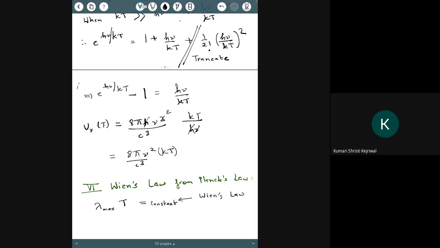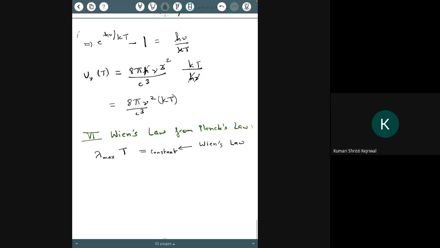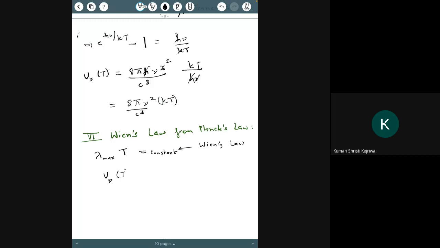So can we get this expression from Planck's law? Let's first shift to the wavelength form of Planck's law. In Planck's law we have expressed everything in terms of u nu t. So now let's go over to u lambda t, and then we'll find the maximum directly. So what is u lambda t? This is equal to 8 pi h.